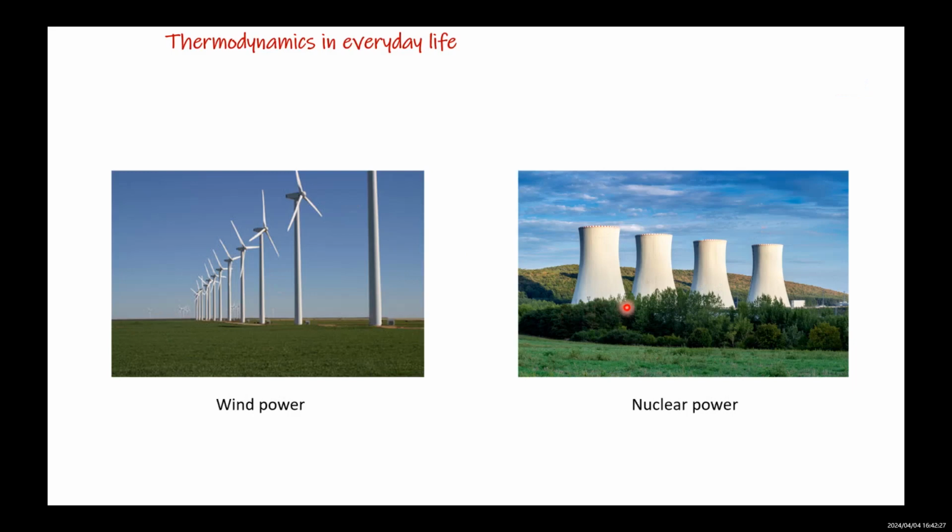Nuclear power plants produce a lot of energy from a relatively small amount of fuel, making them a potentially efficient and cost-effective energy source. But on the other hand, nuclear power plants have the potential to cause accidents, such as the Chernobyl and Fukushima disasters, which can have serious environmental and health impacts.